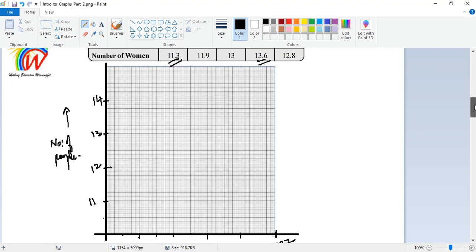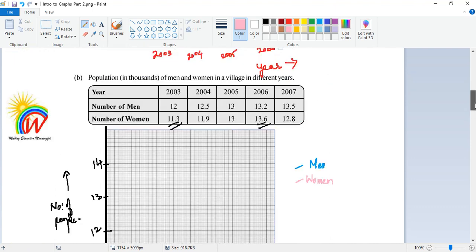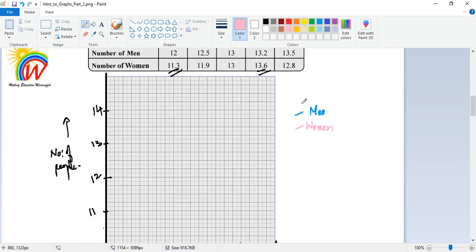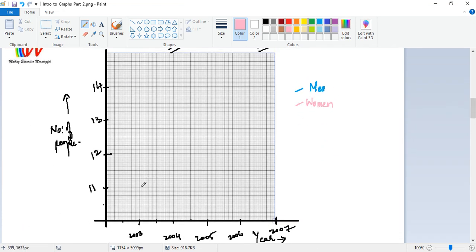First you have to mark it. Let me say the blue line goes for men, so I'm writing men. And then the pink line is for women. I have to be careful with this. Now first let's draw the women. The number of women in 2003 is 11.3. So you have to take double spacing. So 11.3 is going to be somewhere over here.